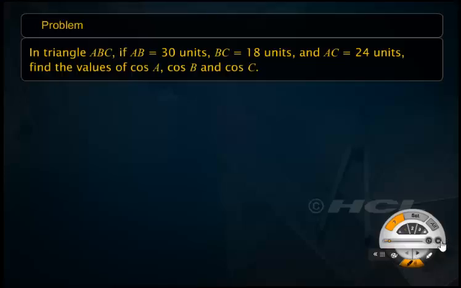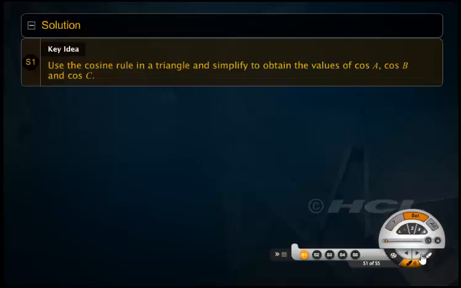In triangle ABC, if AB is equal to 30 units, BC is equal to 18 units and AC is equal to 24 units, find the values of cos A, cos B and cos C. The key to solve this question is to use the cosine rule in a triangle and simplify to obtain the values of cos A, cos B and cos C.